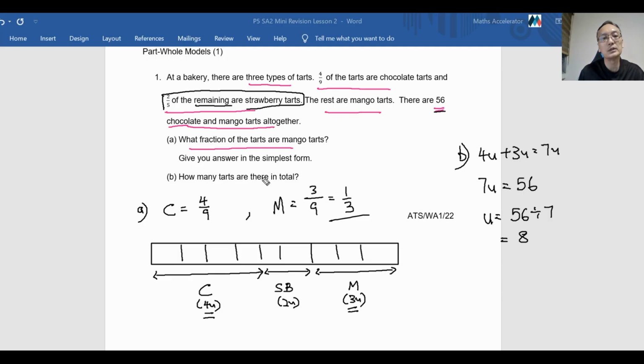How many tarts are there in total? There are a total of 9 units. So we calculate the value of 9 units. 8 times 9, and we get 72. So that's our answer for part B.